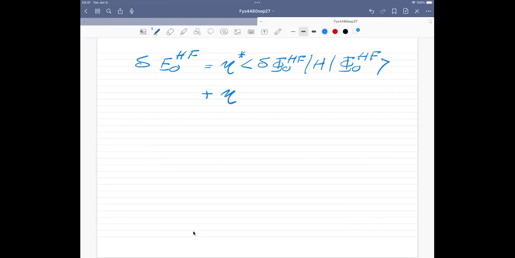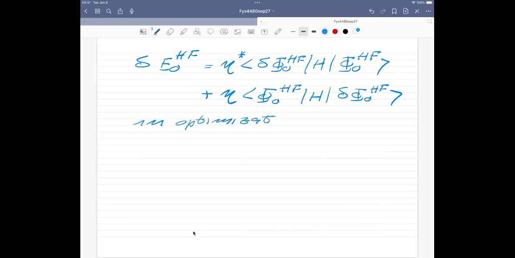Plus an eta, and then I have phi 0 Hartree-Fock, H0, delta phi 0 Hartree-Fock. Now, what we want is to optimize this term so that this term is 0. So in the optimization, we actually want delta E0 as a function of this quantity eta to be equal to 0. That's what we want to have.